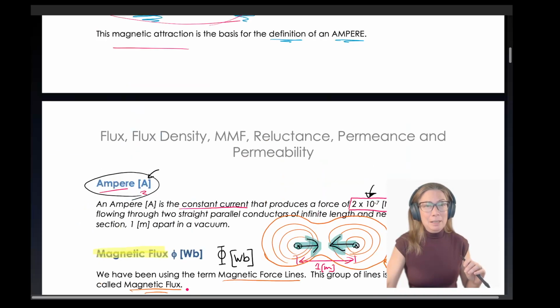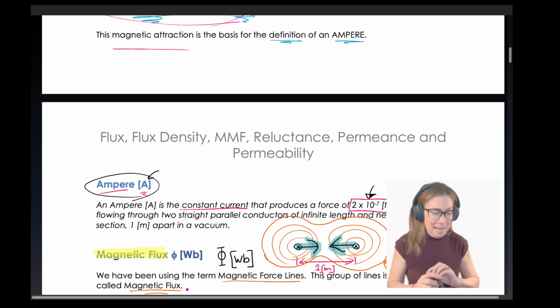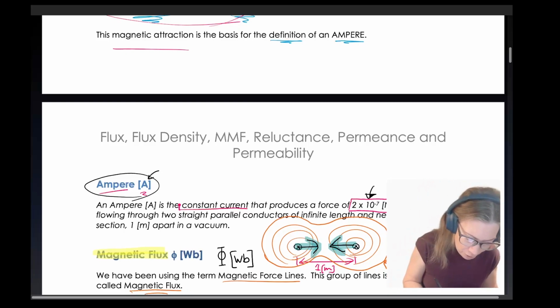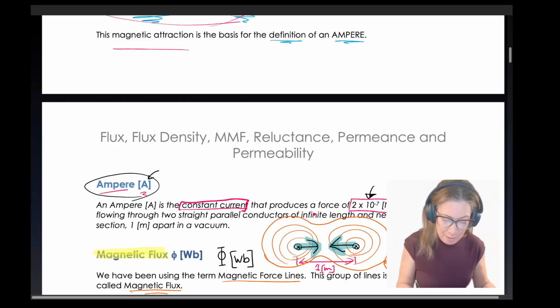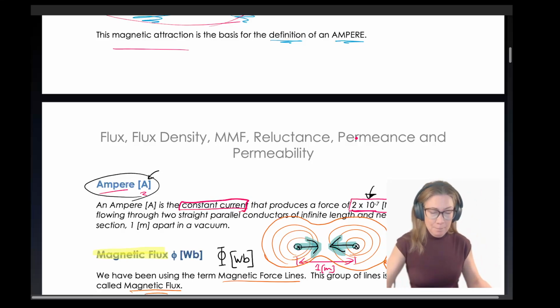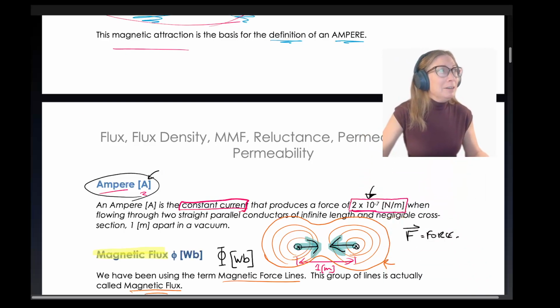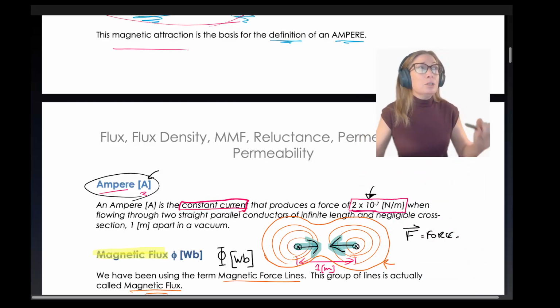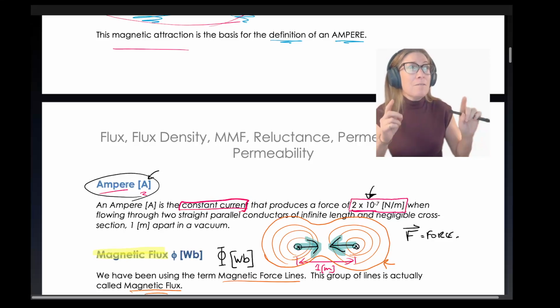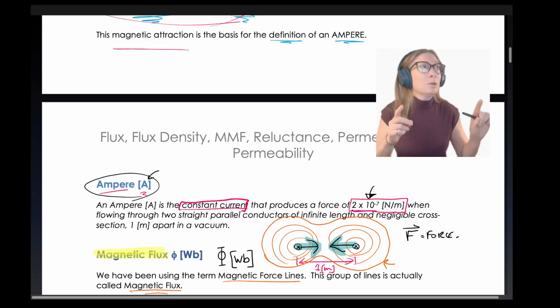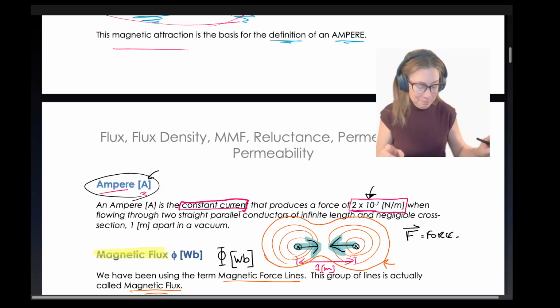So here we go, the definition of an amp. An amp is the constant current that produces a force of 2 times 10 to the negative 7 newtons per meter when flowing through two straight parallel conductors of infinite length and negligible cross section 1 meter apart in a vacuum.